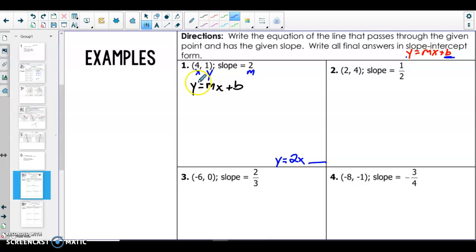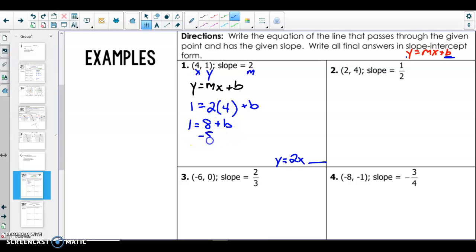Ready? Here we go. Our y value is 1. Our m value is 2. Our x value is 4. Those are multiplying, so I use parentheses. And our b value is the one unknown in this problem. Great. Now let's simplify. 2 times 4 is 8, so we bring down 1 equals 8 plus b.